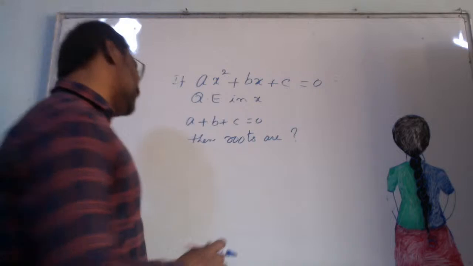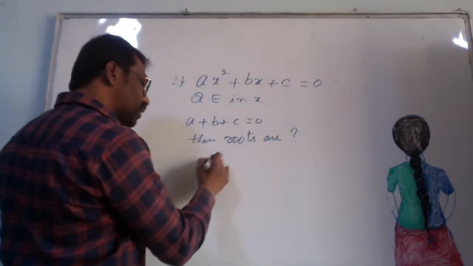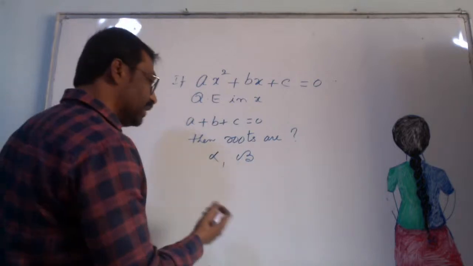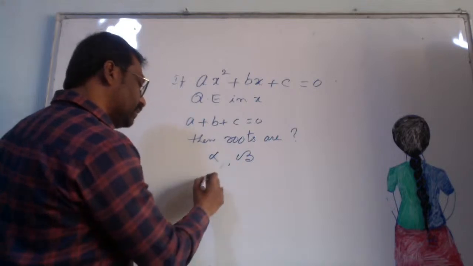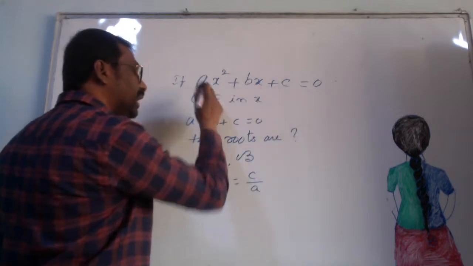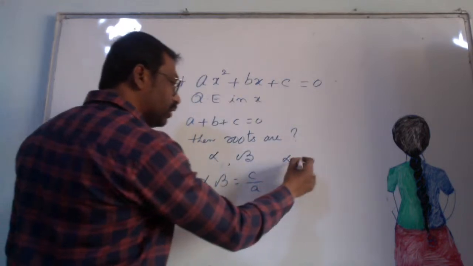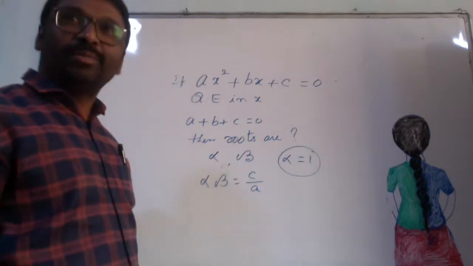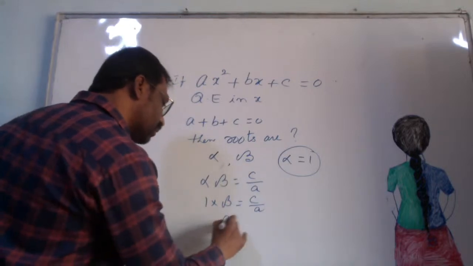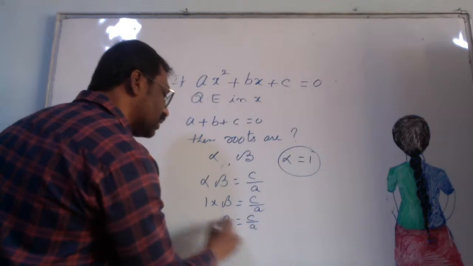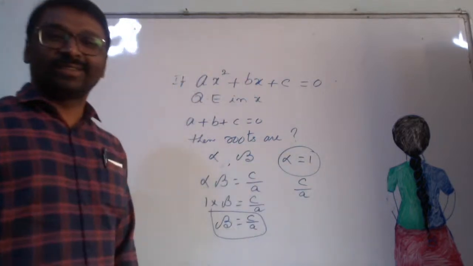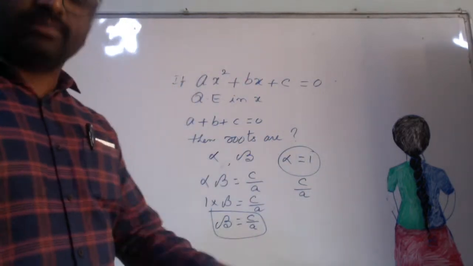Suppose alpha, beta are the two roots of the quadratic equation. Then the product of roots equals c by a, the constant term by the x square coefficient. Now, if 1 is one root, that means alpha is 1. Then 1 into beta equals c by a, so the other root is c by a. Keep in mind, it is an MCQ question.